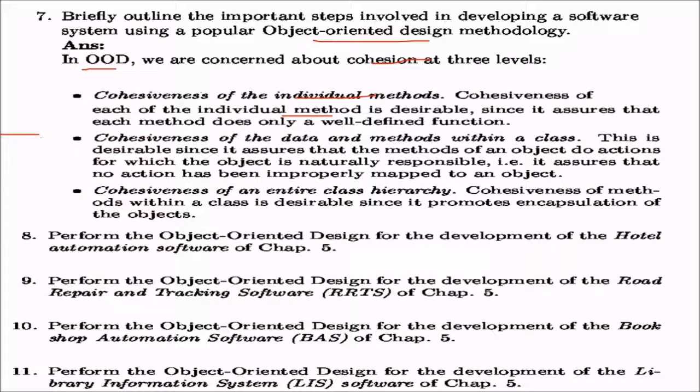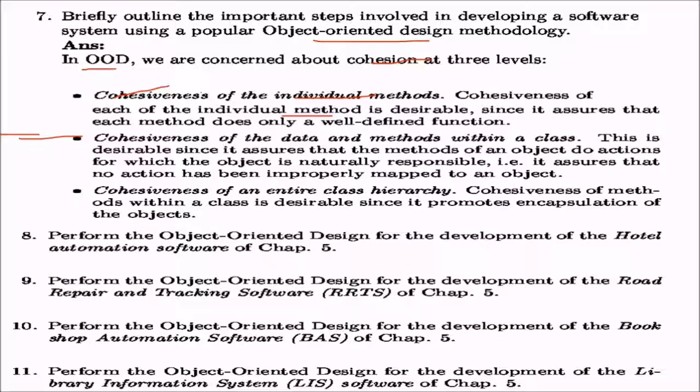What about cohesiveness of the data and methods within a class? So we are concerned at three levels. First is the cohesiveness of the individual methods, then the cohesiveness of the data and methods within a class. This is desirable since it assures that the methods of an object do actions for which the object is naturally responsible, that is, no action has been improperly mapped to an object. The variables or data members are worked upon by the functions which are there in the class.